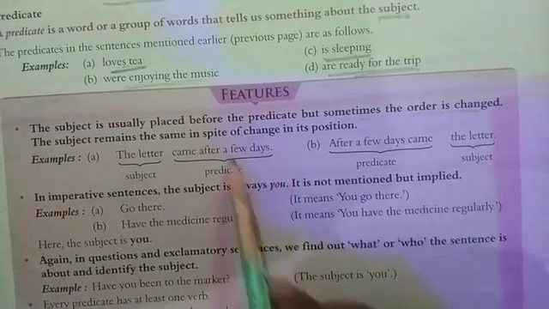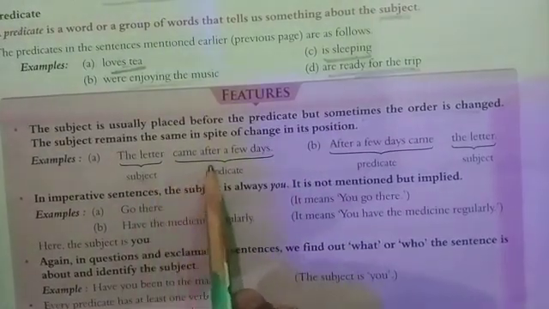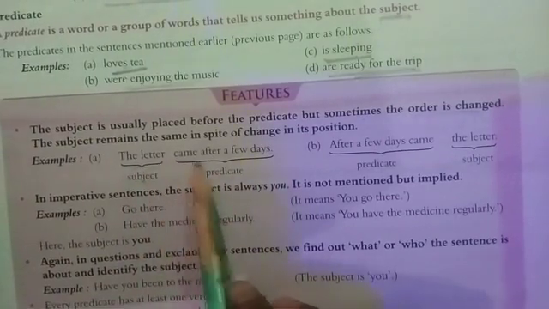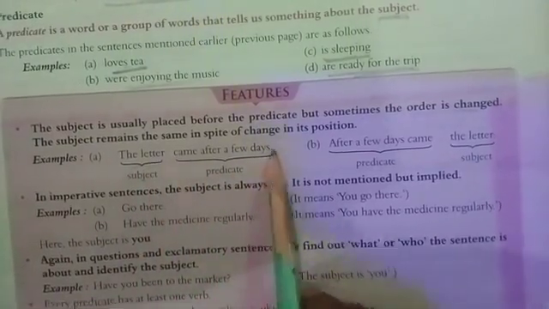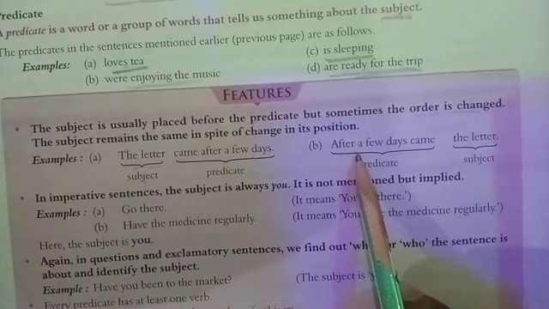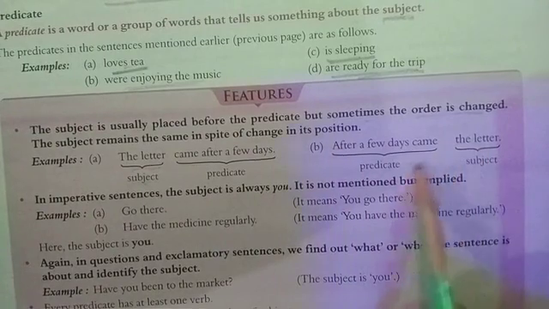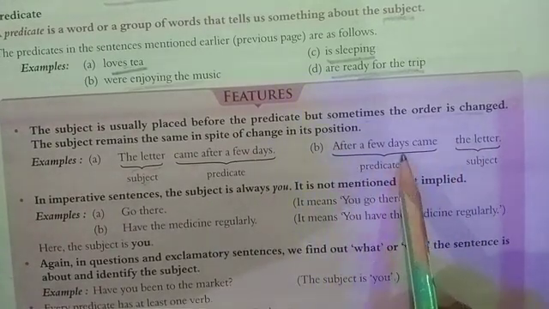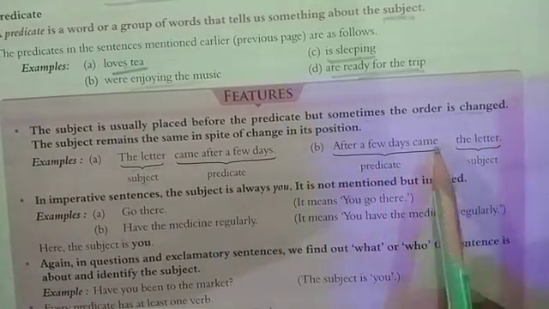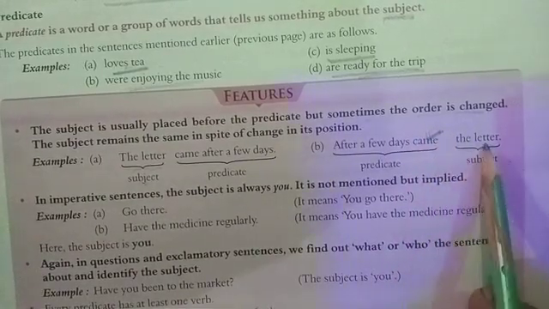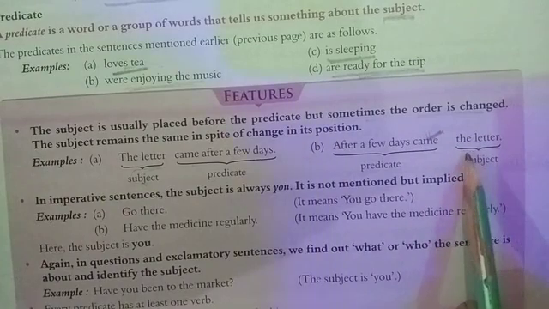position. Like the letter came after a few days. So the letter is the subject, came after a few days is the predicate. Sometimes the order of the sentence is changed and the letter remains the subject. Like after a few days came the letter. So you have to keep intact the verb position before the subject, like the letter.